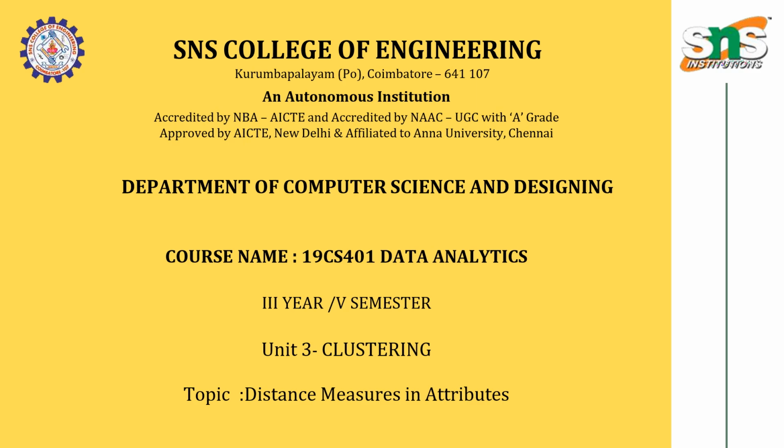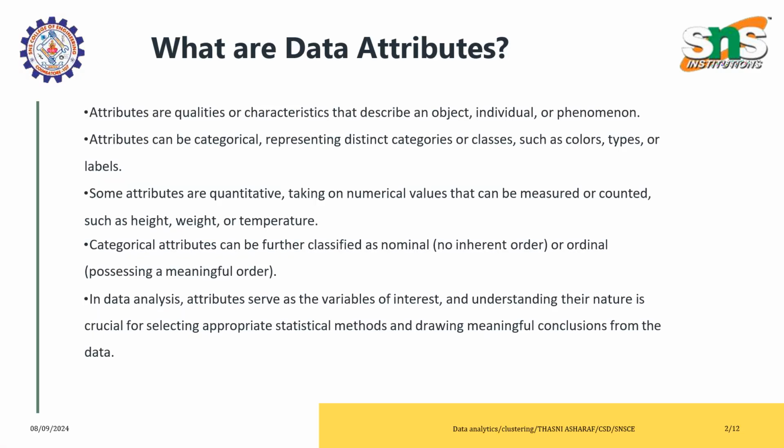Now again we are going to see about the distance measures in attributes. Before, we have seen about the distance measures and their types. So here, what are the data attributes we are going to see. Attributes are the qualities or characteristics that describe an object, individual or phenomenon.